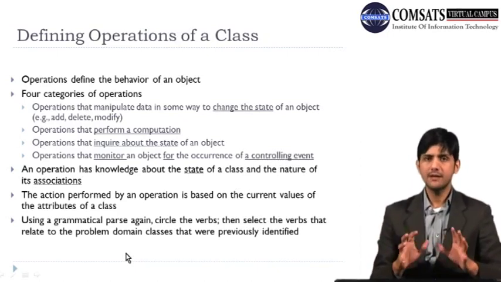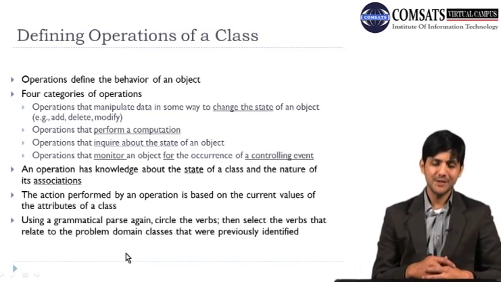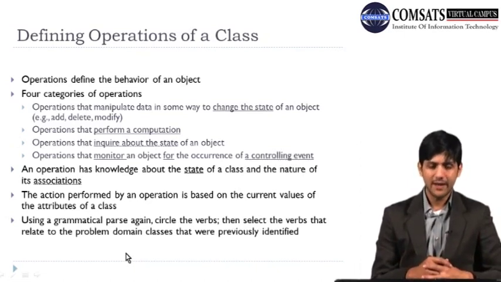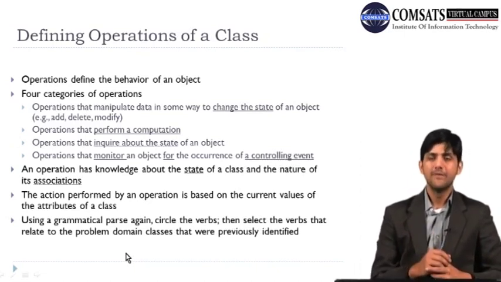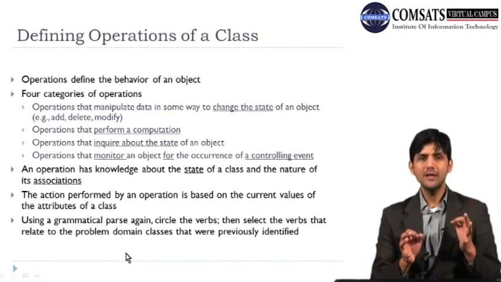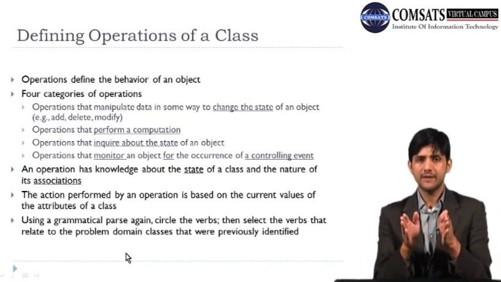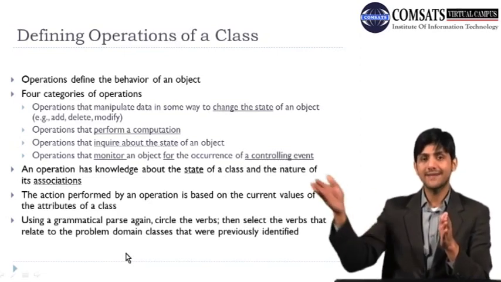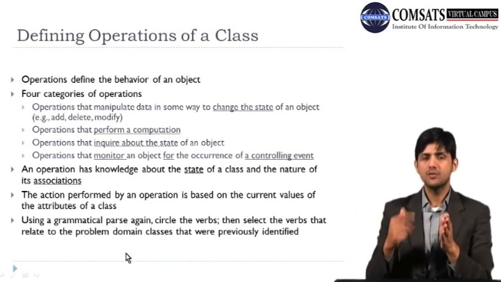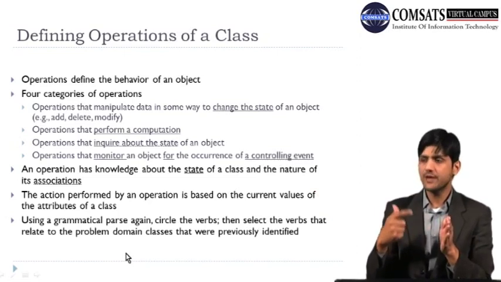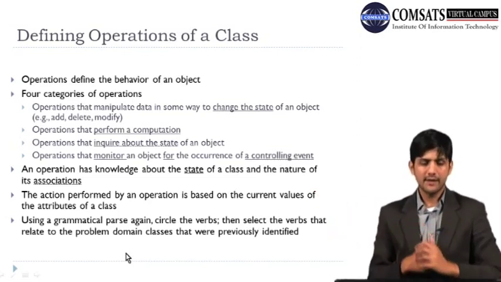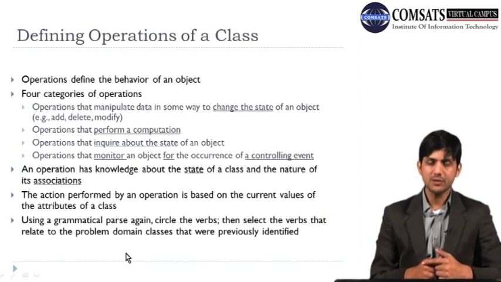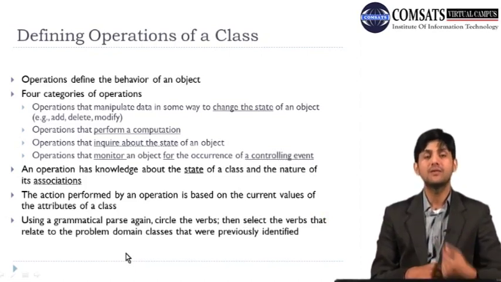So what does an operation know about a class? An operation has knowledge about the state of a class and the nature of its associations. So an operation not only knows the state of the class, it also knows what associations this class has with other classes, because through these operations you can talk to other classes as well. And the action performed by an operation is based on the current values of the attributes of a class.